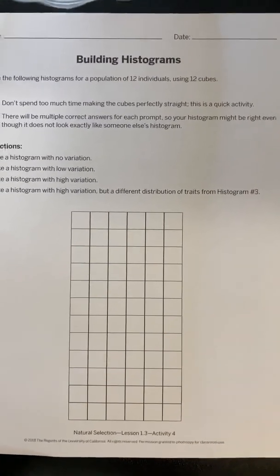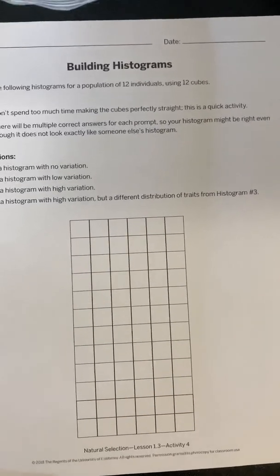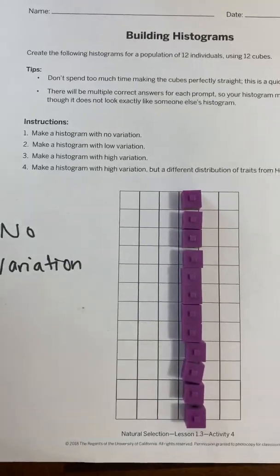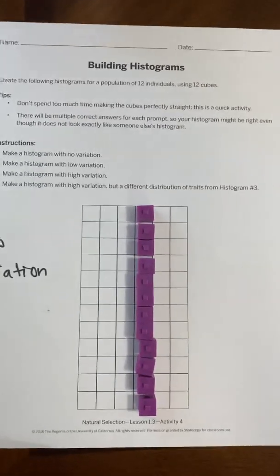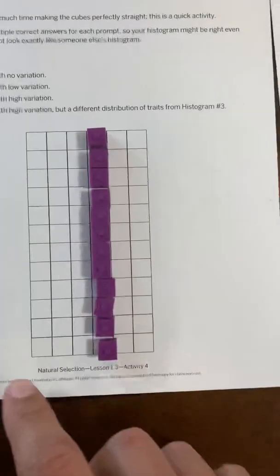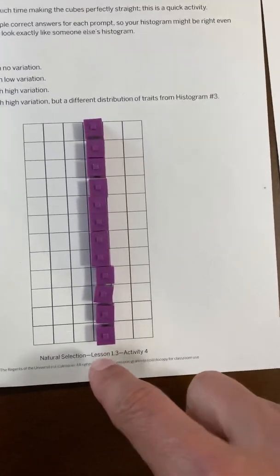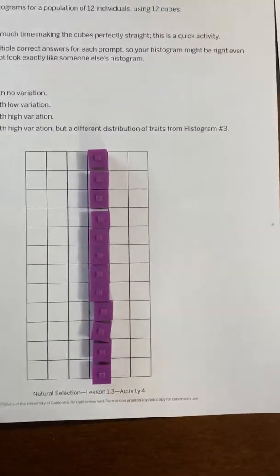for the activity. So let's pretend like we did it, and that you did it, but you didn't, and I did it. And so now I'm going to explain the different options. So this first one, you can see instruction 1, it says make a histogram with no variation. So you can see that there's only one bar and there's no variation in this histogram. So it's all 12 cubes distributed under one trait.